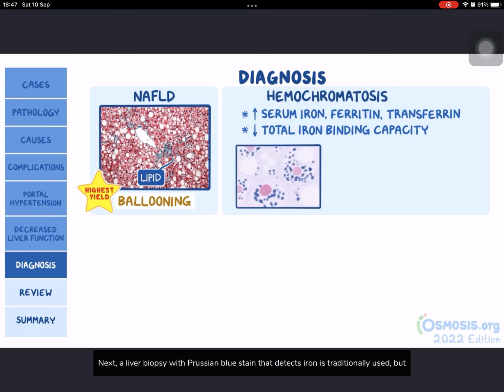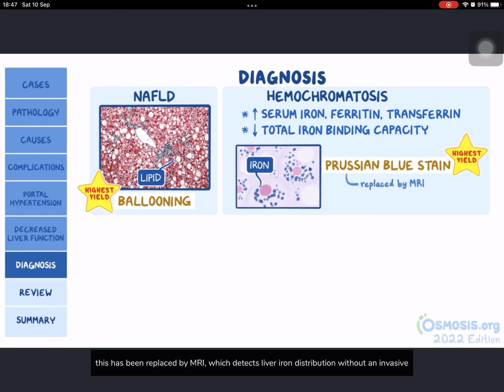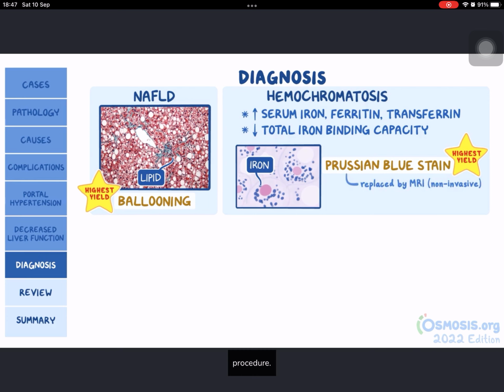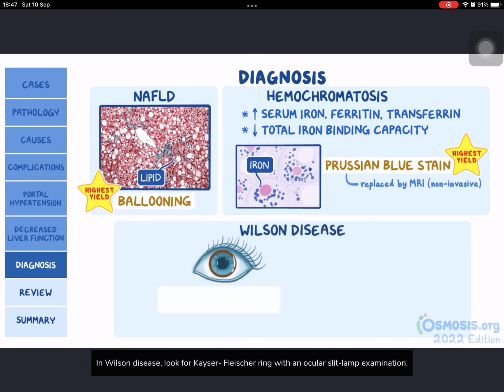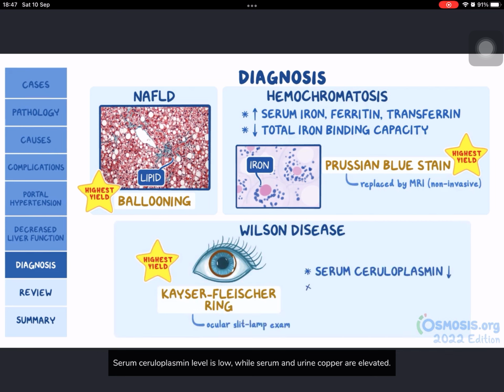Next, a liver biopsy with Prussian blue stain that detects iron is traditionally used, but this has been replaced by MRI, which detects liver iron distribution without an invasive procedure. In Wilson disease, look for Kaiser-Fleischer ring with an ocular slit lamp examination. Serum ceruloplasmin level is low, while serum and urine copper are elevated.